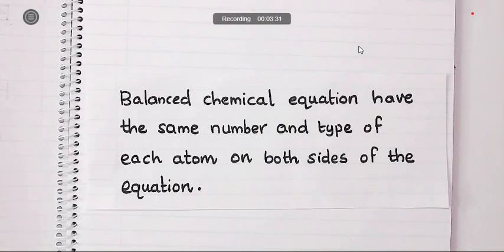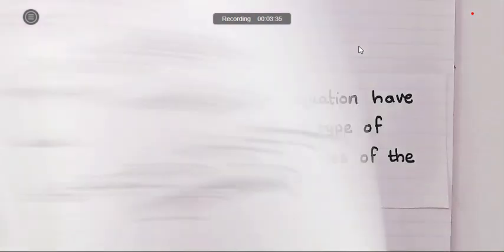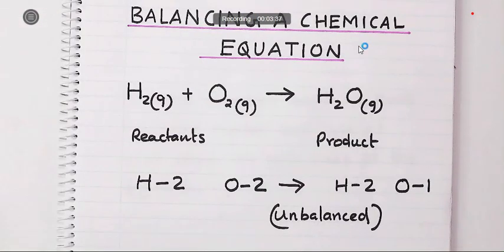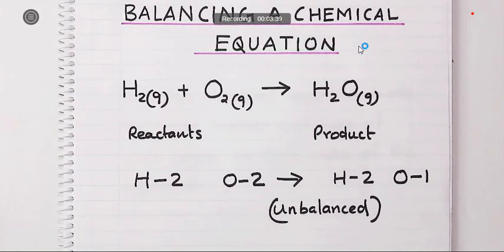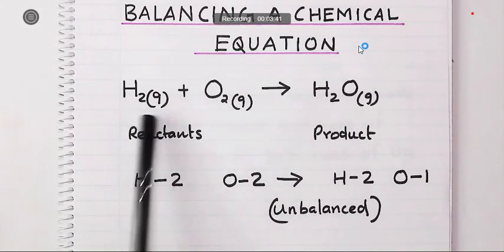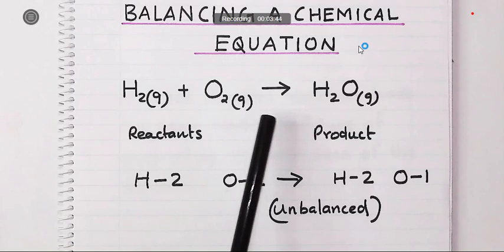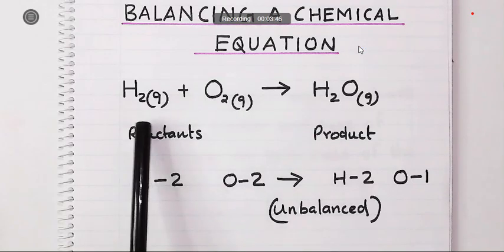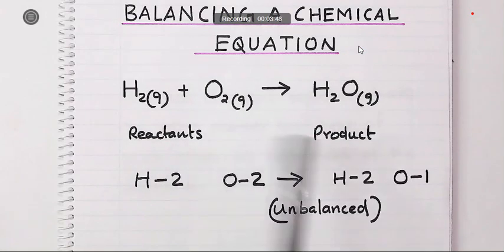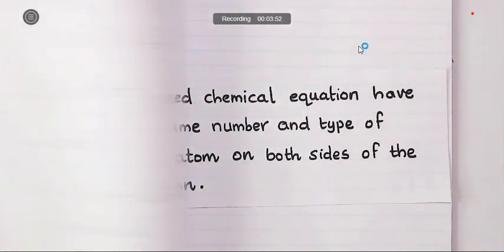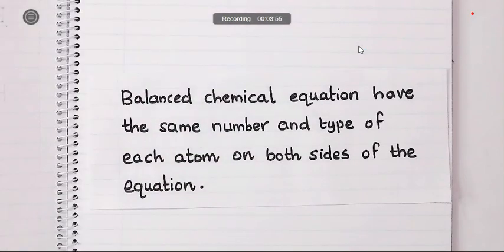So both sides of the equation, I showed that in the equation we were busy with, this is the chemical equation. A chemical equation has two sides. On the left hand side you see the reactants, and on the right hand side you see the products. Then now let's see the description. A balanced chemical equation has the same number and type of each atom on both sides of the equation.